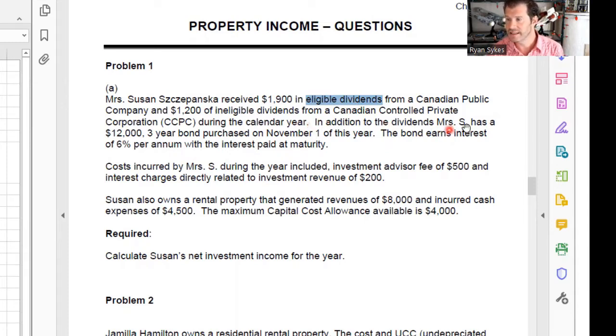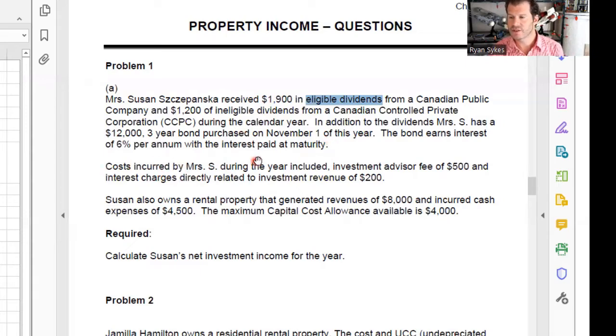So in addition to the dividends, Mrs. S had a $12,000 three-year bond purchased on November 1st of this year. The bond earns interest at 6% per annum with the interest paid at maturity. It's important to note that the bond was purchased this year, so we have to figure out if we have to accrue any interest. If so, how much?